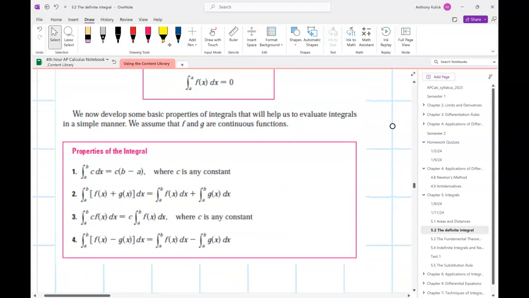Additional properties. So if I integrate a constant, that's just a straight horizontal line. So if I do the area under that curve, that's just a rectangle. The height of the curve is just C, and the base of that rectangle is going to just be B minus A. So that's all that is, a rectangle.